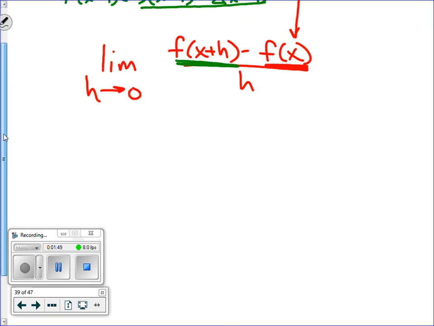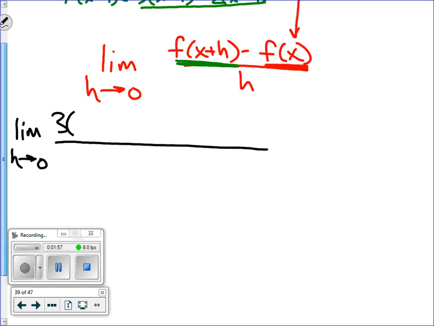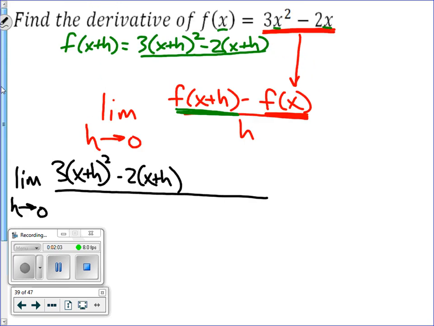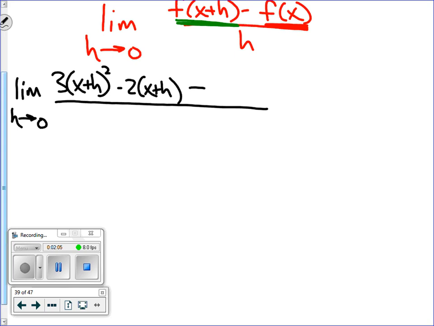So we have the limit. You'll probably want to start all the way on the left side of your page with this. The limit as h approaches 0 of 3 times (x plus h) squared minus 2 times (x plus h), minus, and remember, we're subtracting, so this minus right here is this minus right here. We're subtracting f of x, and f of x has two terms, so we'll want to put both of those terms in parentheses to remind us that we need to take the opposite of each. And here we go.